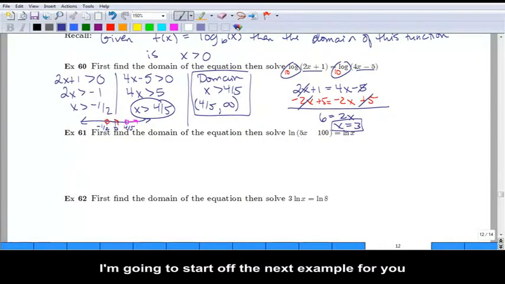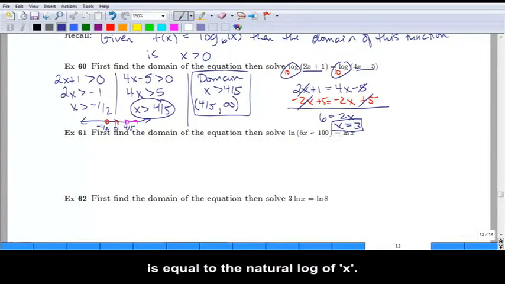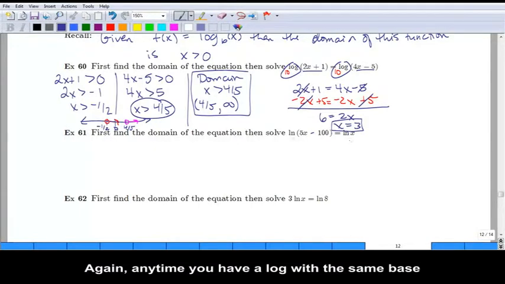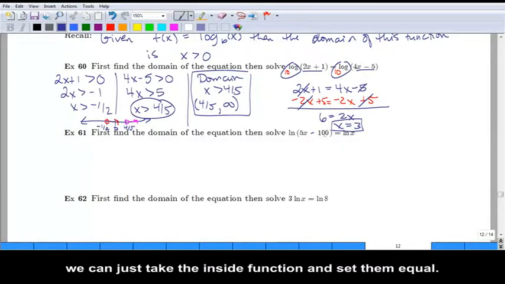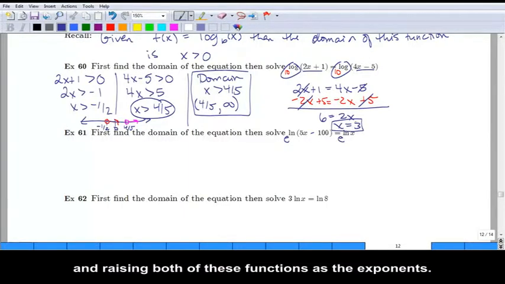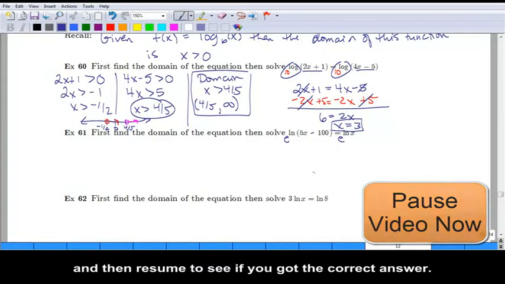I'm going to start off the next example for you, and then I want you to continue solving it. So in this case, we have the natural log of 5x minus 100 is equal to the natural log of x. I want you to go through and find the domain of the function, but I'll give you a hint again. Anytime you have a log with the same base and they're set equal to each other, we can just take the inside function and set them equal, or we can get rid of the natural log function by making e the base and raising both of these functions as the exponents. So take a second here, pause the video, and then resume to see if you've got the correct answer.